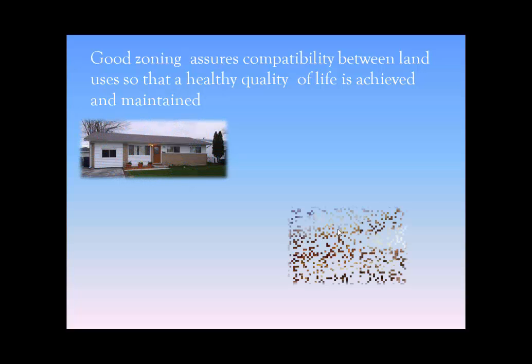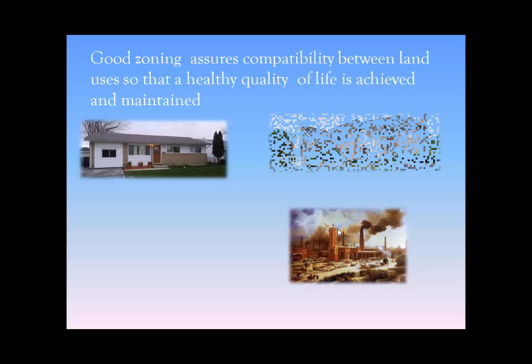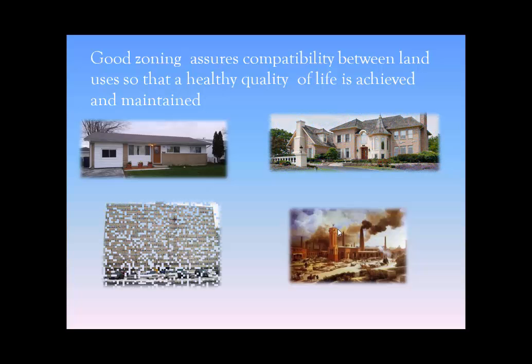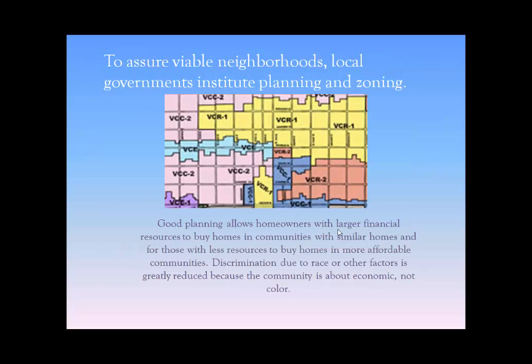After all, a large single-family house would not look good being placed next to a small single-family house, nor would a large multifamily housing work well in a single-family community, as well as separation of factories and shopping centers. To assure a viable neighborhood, local governments often institute planning and zoning.